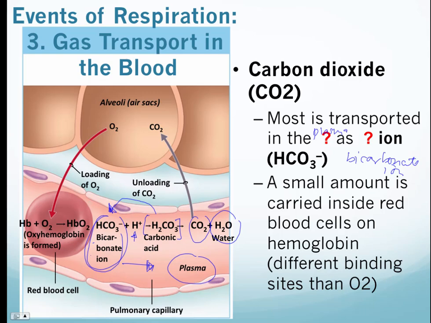you just need to know that oxygen is going to combine with hemoglobin to form oxyhemoglobin, and oxygen is going to be transported in red blood cells. Carbon dioxide is going to combine with water to form carbonic acid. This is going to quickly dissociate to form bicarbonate ion and hydrogen, and this bicarbonate is the predominant form that carbon dioxide takes within the plasma.